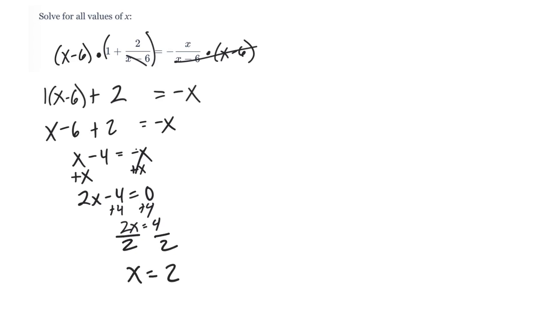And 2 works. It's not one of the excluded values. The only excluded value here would have been a positive 6, because positive 6 minus 6 would have made it a 0, and you can't have a 0 as a denominator. So 2 checks out.